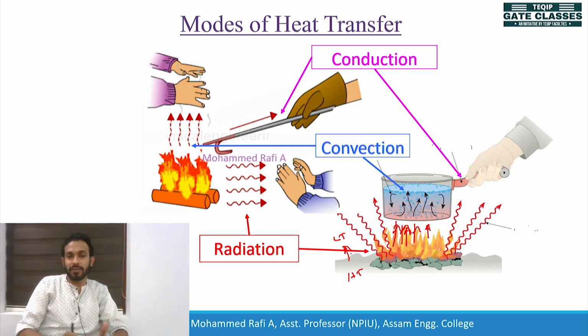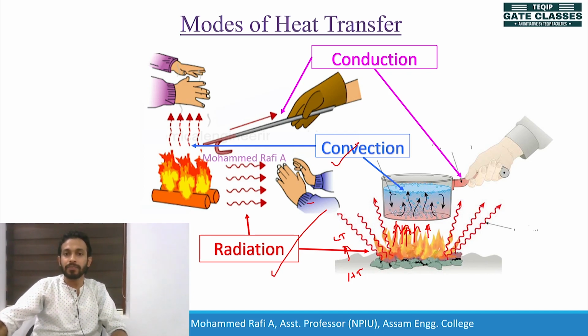So, we will classify them as radiation, convection, and conduction. So how is this possible? This is possible by different ideas. Now here you can see the heat has reached the bottom of the pan. So from this bottom, how does heat move inside? That is by conduction.